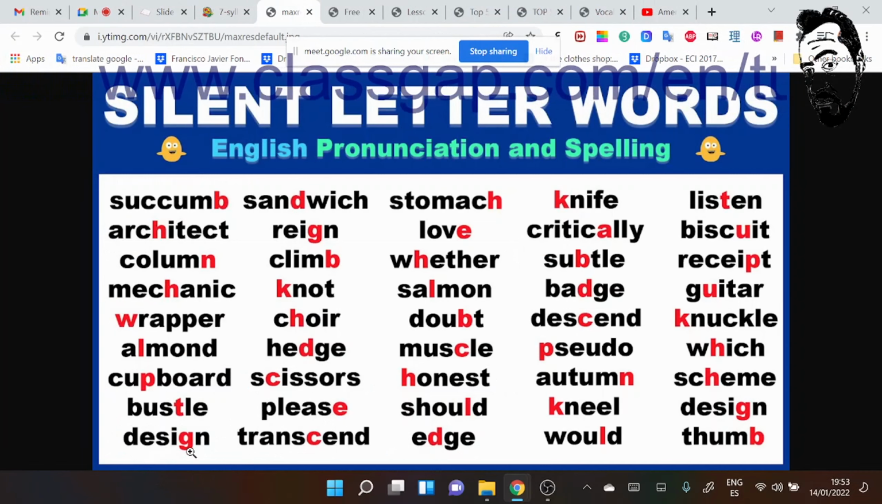Design. So notice the G is silent. However, this I is long. So we don't say design with a short I, but design. Sandwich. So the N and the W together, the D is silent.